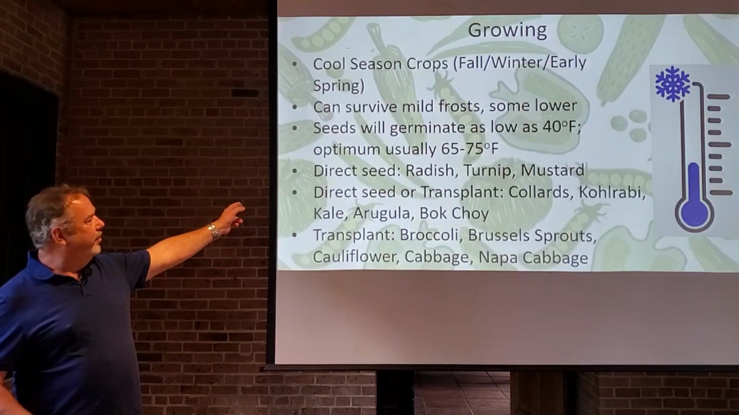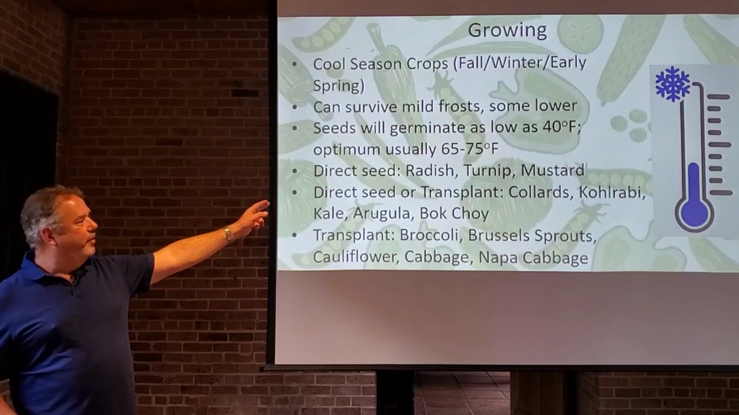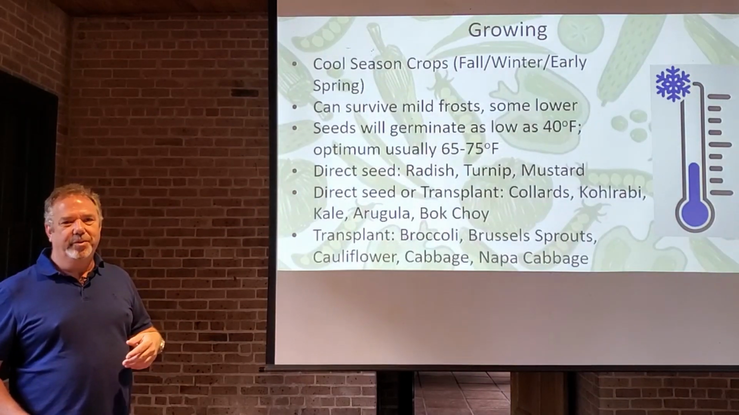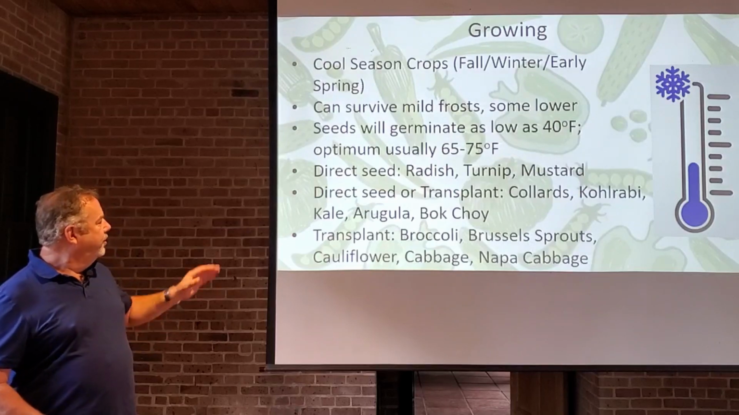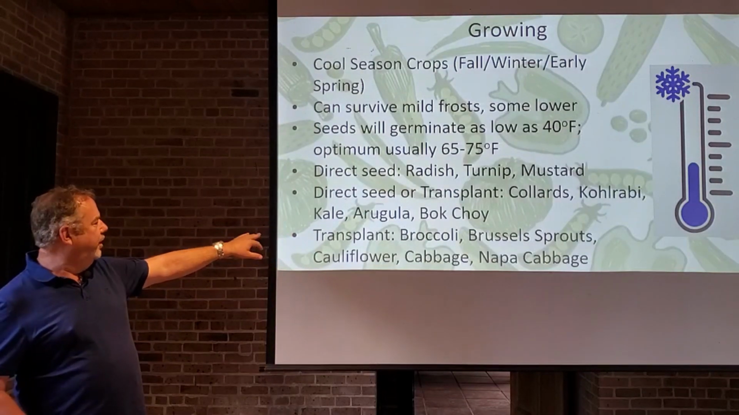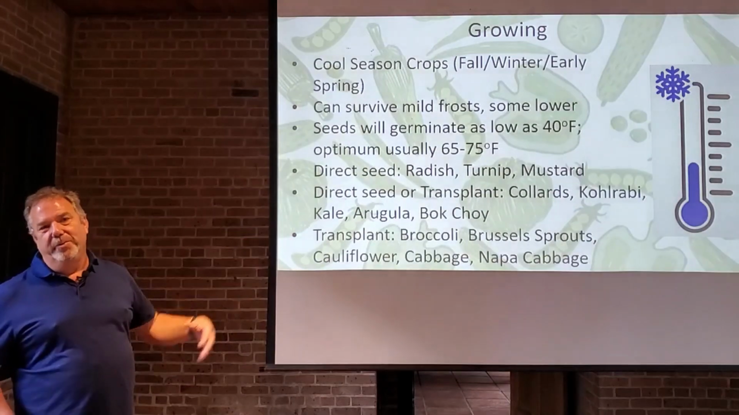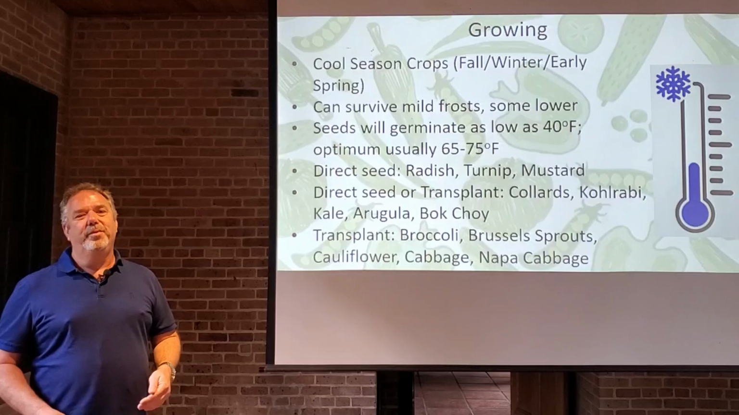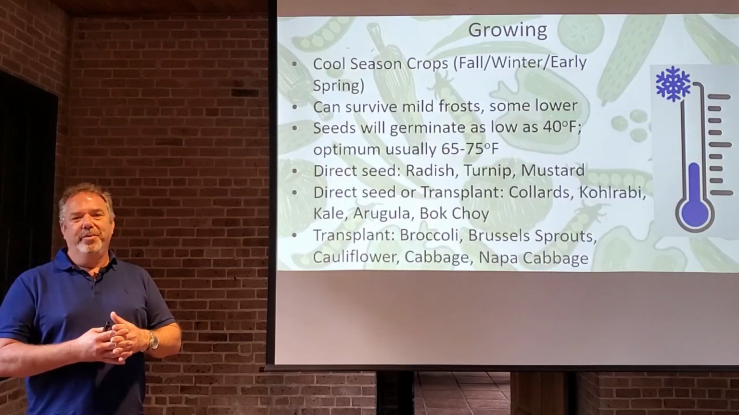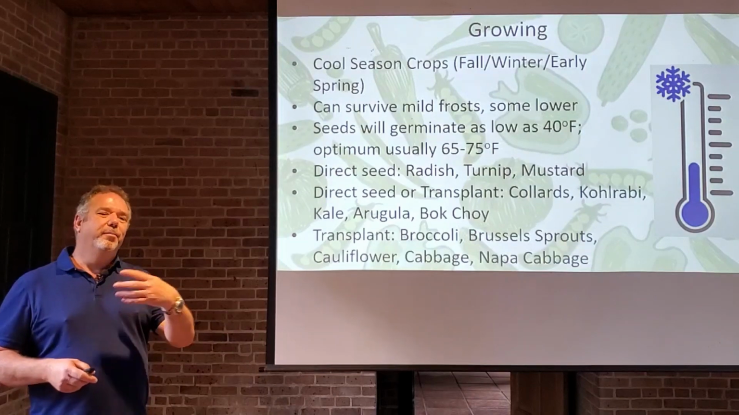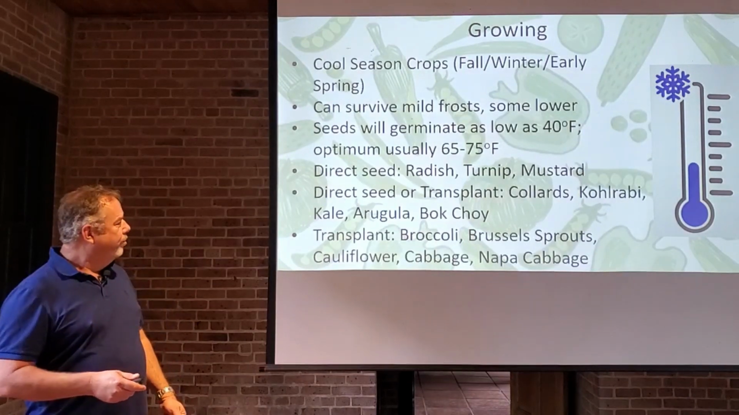You can direct seed a lot of these. You have your radish, your turnips, and your mustard greens. They do better when they're direct seeded as opposed to doing transplants. You can direct seed or transplant the collards, the kohlrabi, the kale, arugula, or bok choy. So whichever your choice is, they both work well. You can sometimes say if it's in the middle of the winter, you can get them to germinate and put them out a little bit in the spring.